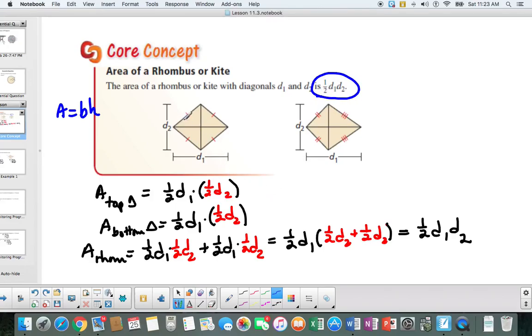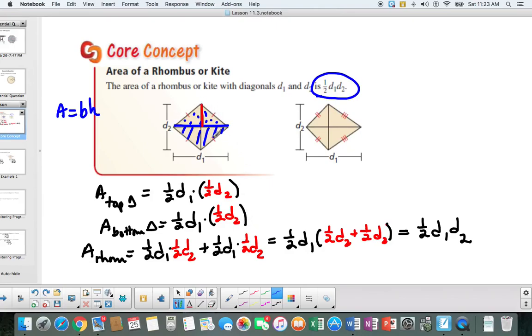Let's see why it works. The first step is to find the area of the top triangle, which requires 1/2 the base, and this base is D1, times the height, and this height will be half of this diagonal. Now, the area for the bottom triangle will be the same formula, so I'm just going to rewrite it.